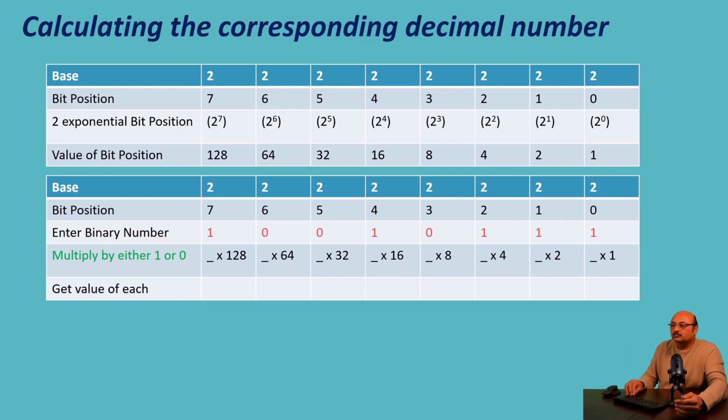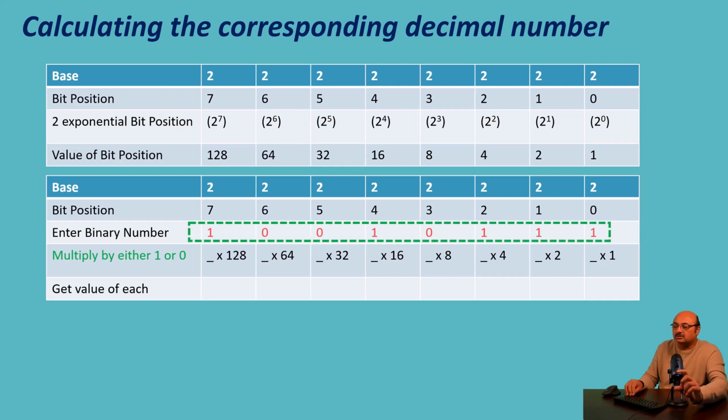Now let's take the first example. We have the binary number 10010111, the one that I have put in red, and this is the number that we want to convert into decimal. All we do is take these numbers, as I said, read the sentence in the green, and multiply either by 1 or 0. So what does 128 get multiplied by? It gets multiplied by 1, because that is the corresponding coefficient.